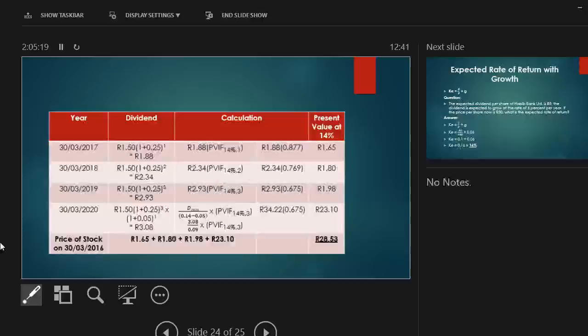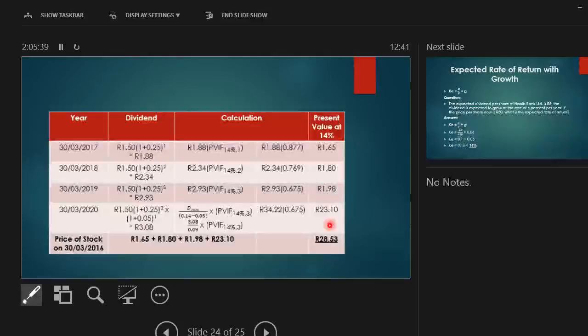Then the third one, you can also do 1 plus 0.25 to the power 3, and then multiplied by 1.5, you will get 2.93. So from here up until there, I can then get 1.98.